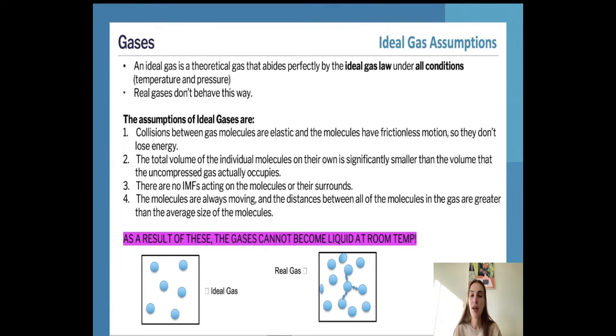And so that part doesn't necessarily apply to a real gas. And so as a result of all of these assumptions, we can come to the conclusion that gases cannot become liquid at room temperature. And that's just based on the assumptions of the ideal gases, and how we can apply those to real gases in order to then know that they can't become a liquid at room temperature, despite not fully following the ideal gas laws.